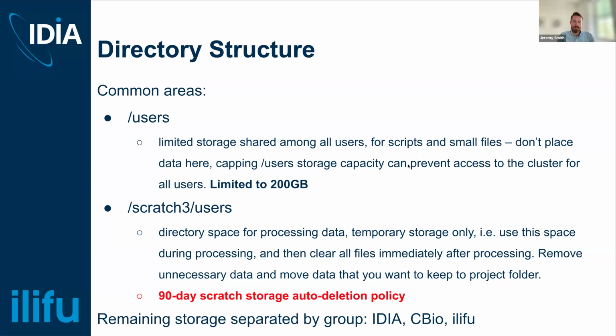All users have access to common folders. Each user will have a directory in /users, and this is also known as your home directory. And then every user will also have a folder on the Scratch mount. So this is currently Scratch 3. A user's home directory is limited to 200 gigabytes and is only ready for small files and scripts and logs. And then the Scratch 3 folder is designated for processing and is for short-term use only.